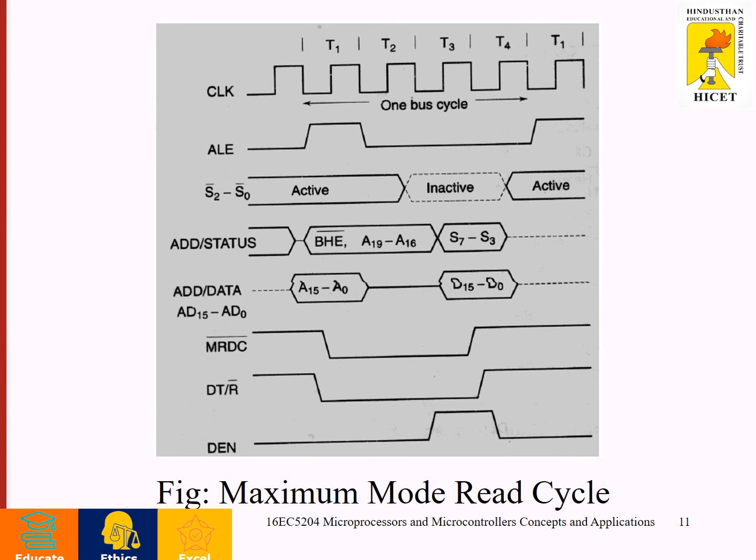This timing diagram shows the maximum mode read cycle. The same ALE, when it is 1, means a valid address is available in the multiplexed address data bus. If it is 0, a valid data is available in the multiplexed address data bus. Using this maximum mode configuration, the memory read and memory write cycles are generated. In case of a read operation, the DT/R bar signal is low and the DEN signal is high.